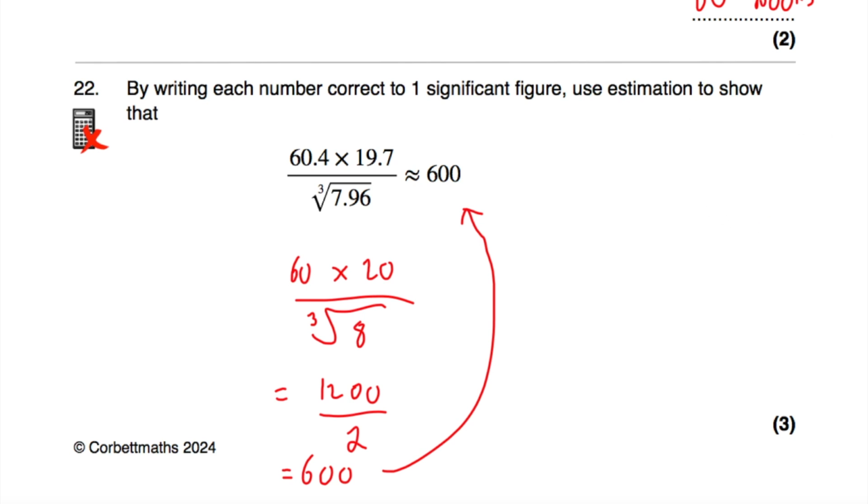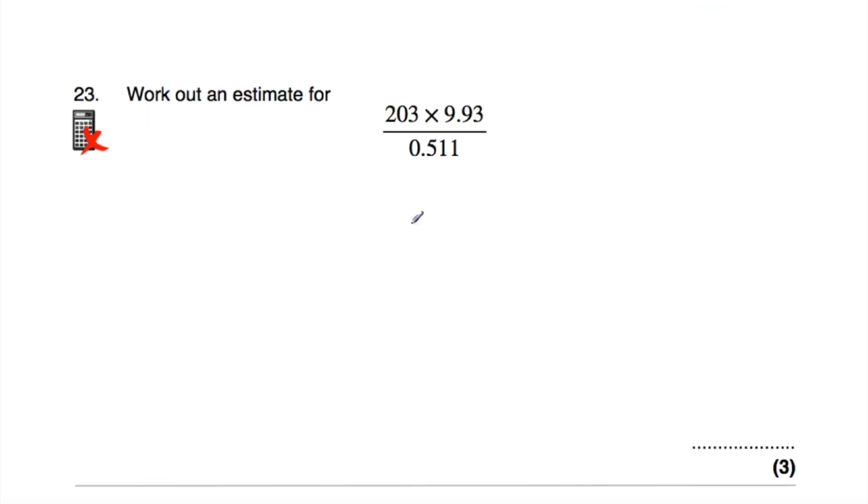Okay, let's look at our next question, question number 23. So question number 23, we've been asked to work out an estimate for 203 multiplied by 9.93 all over 0.511. So I'm going to round these figures to one significant figure. So if we round them to one significant figure, we would have on the numerator 200 multiplied by 10. And then on the denominator, we've got 0.511. Well, to one significant figure, that'll be 0.5. We'd round that to 0.5 because it's closer to 0.5 than it is to 0.6. So now if we do 200 times 10, that's 2,000 divided by 0.5.